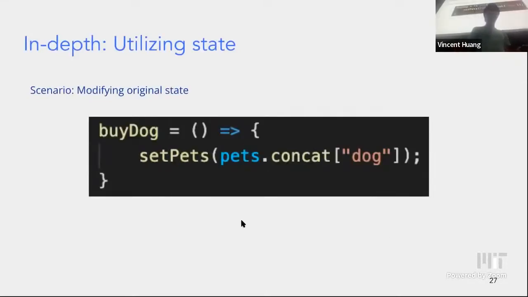Here's another example. We have defined a buyDog function, and all it does is take the pets array and add a new string called dog to the end of it. One way to accomplish this is to just call the setPets state update function, and the new state we pass in is the old pets array along with a new dog element at the end.